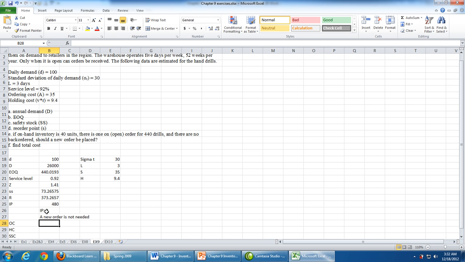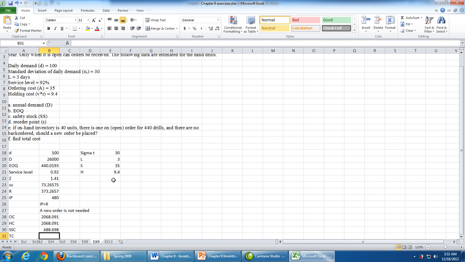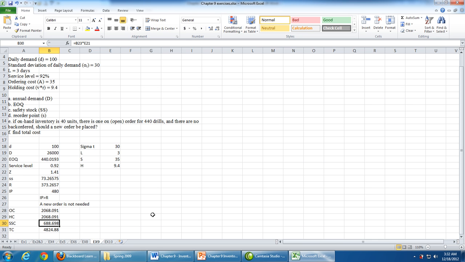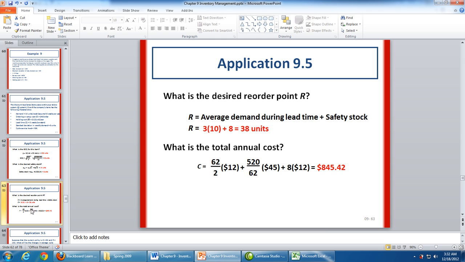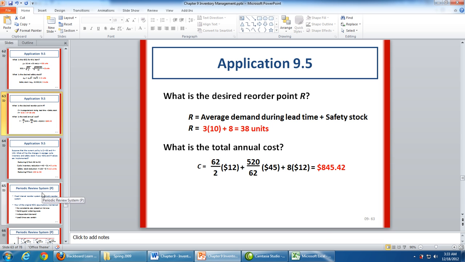Okay, we're going to find total cost. Ordering cost equals D times S divided by Q. Holding cost equals Q divided by 2 times H. Of course, the amount will be the same. Safety stock cost equals the safety stock times H. Total cost is the sum of these three. So this is another example of the Q system that we can explore. Next we're going to go back. Students are also encouraged to study more examples available on the slide.